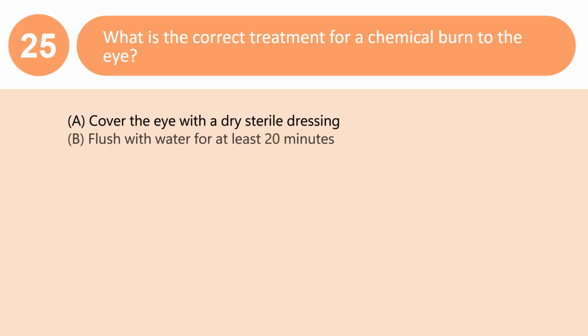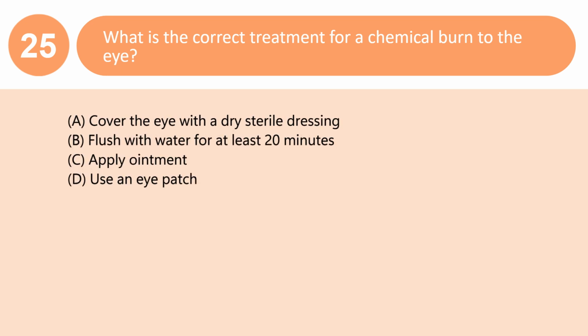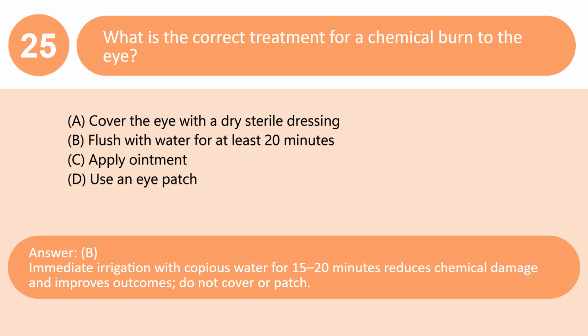What is the correct treatment for a chemical burn to the eye? A. Cover the eye with a dry sterile dressing. B. Flush with water for at least 20 minutes. C. Apply ointment. D. Use an eye patch. Answer B. Immediate irrigation with copious water for 15 to 20 minutes reduces chemical damage and improves outcomes. Do not cover or patch.